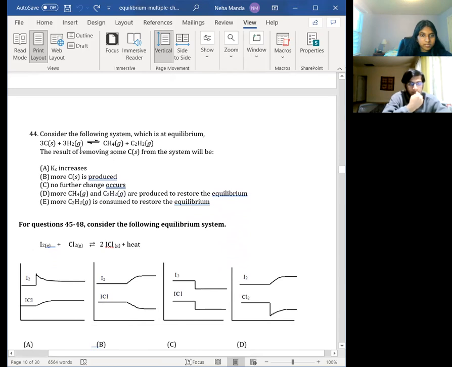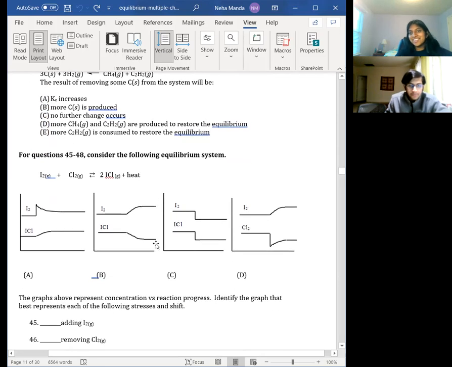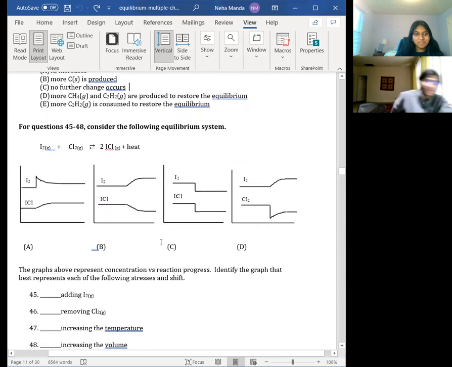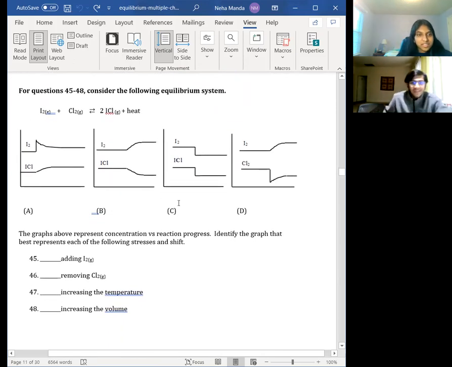Removal of some C. Okay, so that should push it to the left. Yeah, C is not going to change. Oh wait, remember it's a solid. Okay, never mind then. So no further change? No further change, I believe. Okay, yeah. Because everything else is a gas. Yeah, that's correct. That's gonna trick me at some point. Yeah, it always does. Okay.